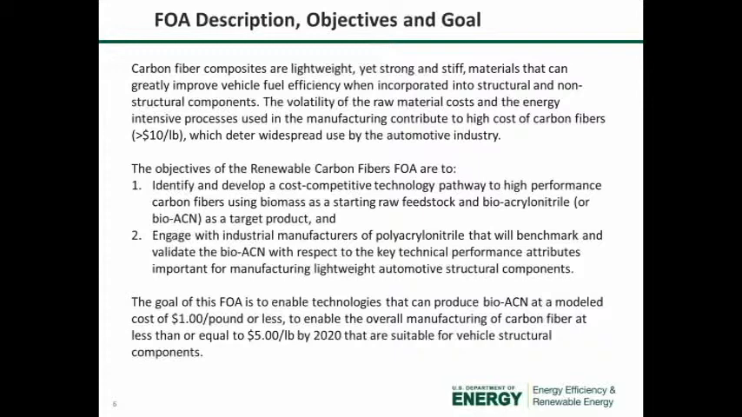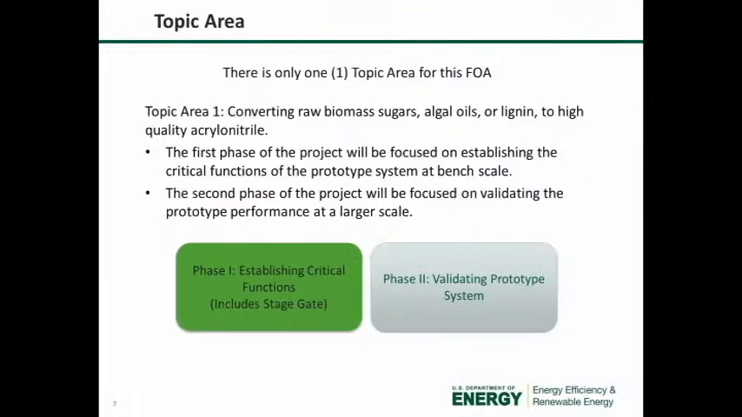The objectives of the Renewable Carbon Fibers FOA are to, 1, identify and develop a cost-competitive technology pathway to high-performance carbon fiber using biomass as the starting raw feedstock and bioacrylonitrile, or BioACN, as a target product. And 2, engage with industrial manufacturers of polyacrylonitrile that will benchmark and validate the BioACN with respect to the key technical performance attributes important for manufacturing lightweight automotive structural components. The goal of this FOA is to enable technologies that can produce BioACN at a modeled cost of $1 a pound or less to enable the overall manufacturing of carbon fiber at less than or equal to $5 a pound by 2020 that are suitable for vehicle structural components. Next slide, please.